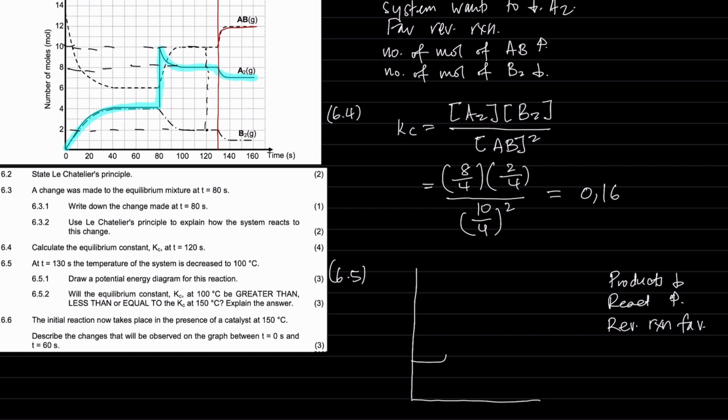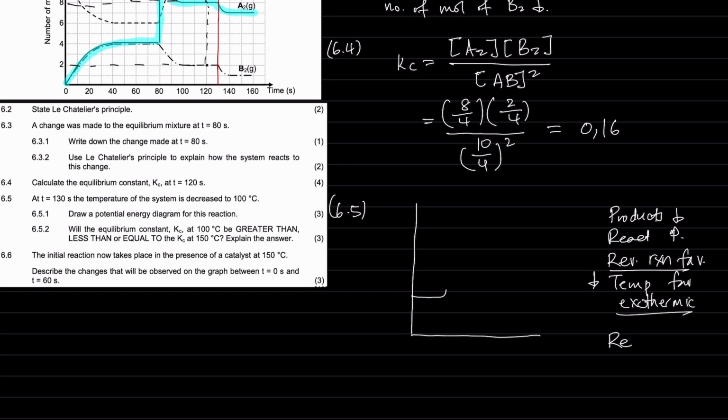Okay. So they tell me that the temperature decreased. So remember, a decrease in temperature favors the exothermic reaction. Now, if the reverse reaction was favored, that means the reverse reaction must be exothermic. Which means that the forward must be endothermic. How do I draw an endothermic? Endothermic will look like this.